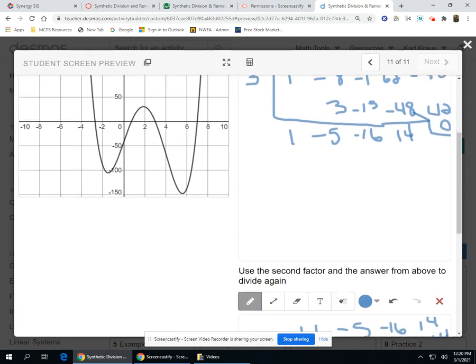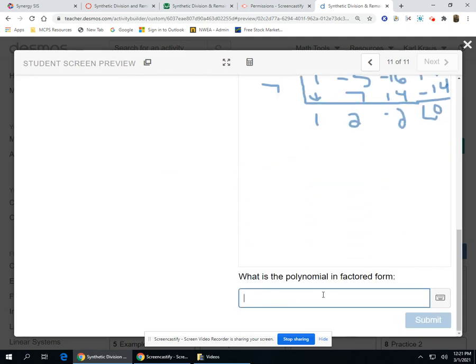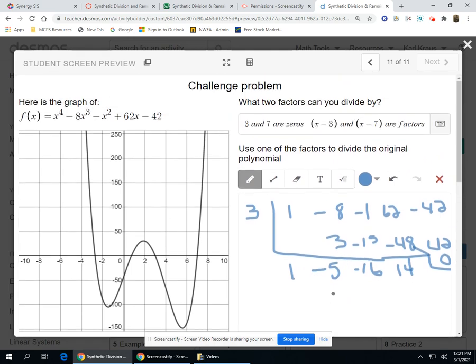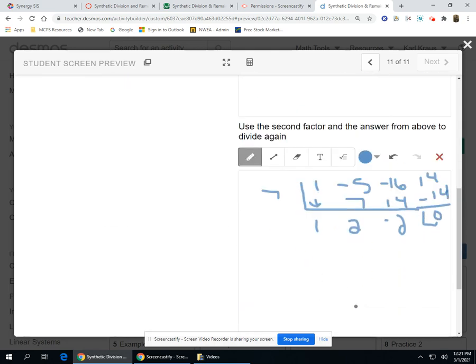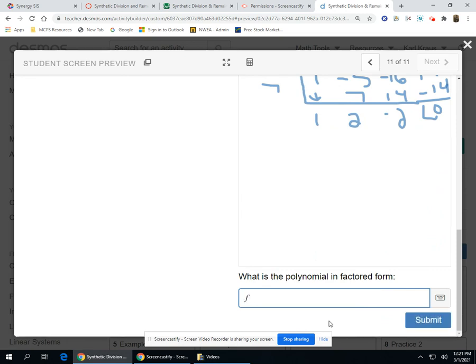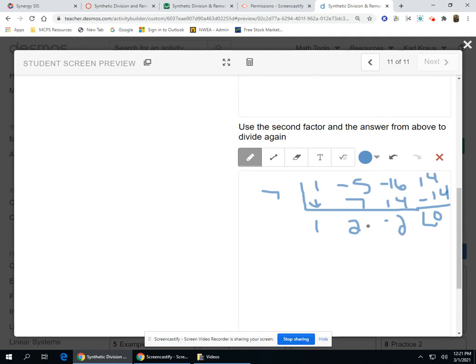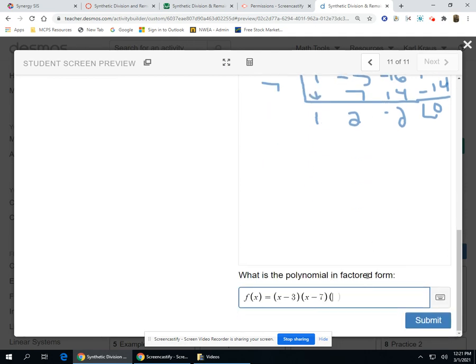So the polynomial in factored form would be f of x equals x minus 3 times x minus 7. And then, so this is a cubic, this would be squared, x squared plus 2x minus 2.